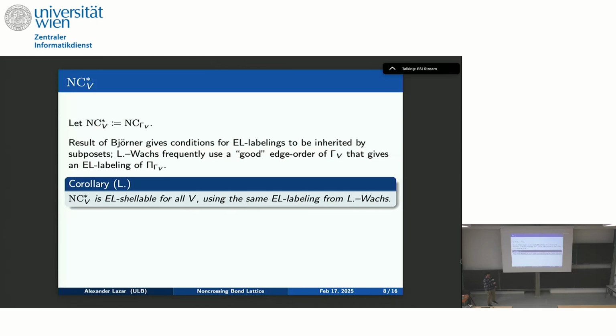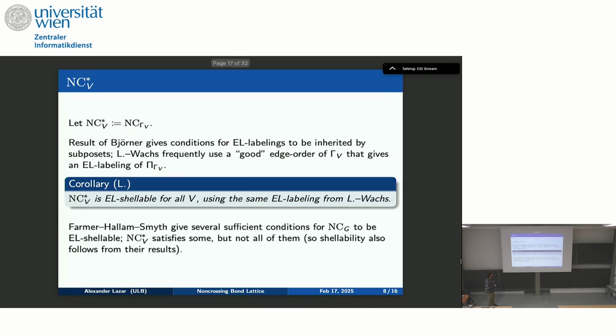So for some technical reasons, via a theorem of Björner, the EL labeling that I used with Michelle Wachs turns out to restrict in a nice way to this NC star of V. So even though in principle these things don't have to stay nice, in our case it does, which is good.